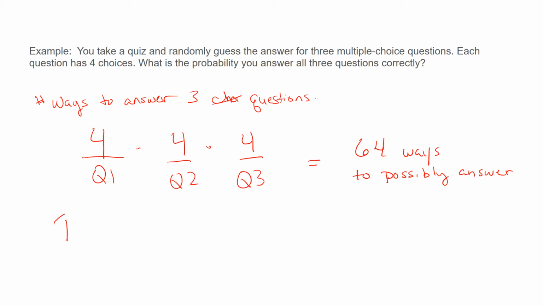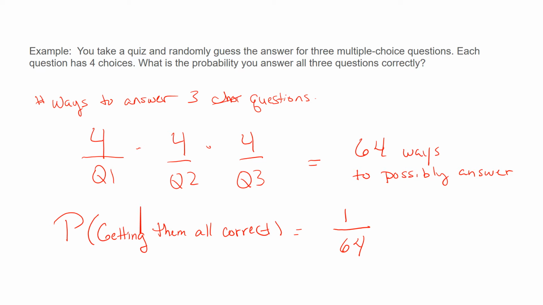Now the probability of getting them all correct just by guessing, well, there's only one way to get them all right. You have to choose the right one for the first question, you have to choose the correct one for the second, and the correct one for the third. So there's only one combination of answers that's going to answer all 3 correctly out of 64, which isn't very high.